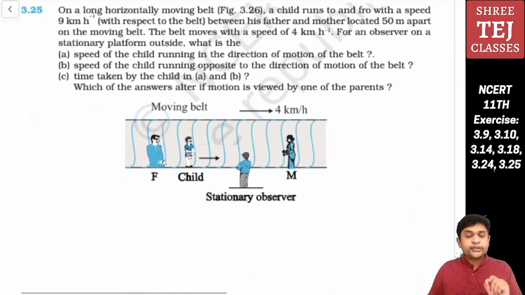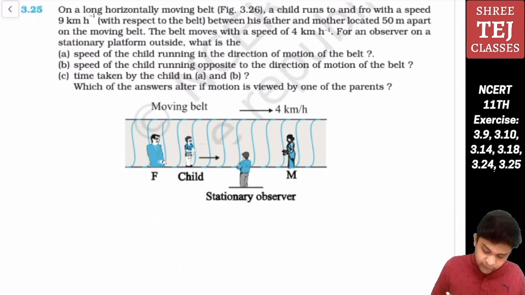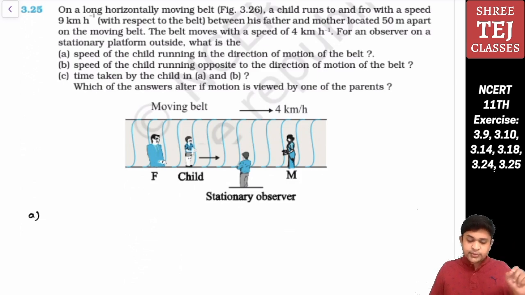On a long horizontally moving belt, which is shown in the figure, a child runs to and fro with speed of 9 km per hour with respect to the belt between his father and mother located 50 meter apart. So both father and mother are on the belt. The belt moves at a speed of 4 km per hour. For an observer on a stationary platform outside, what is the speed of the child running in direction of motion of the belt.